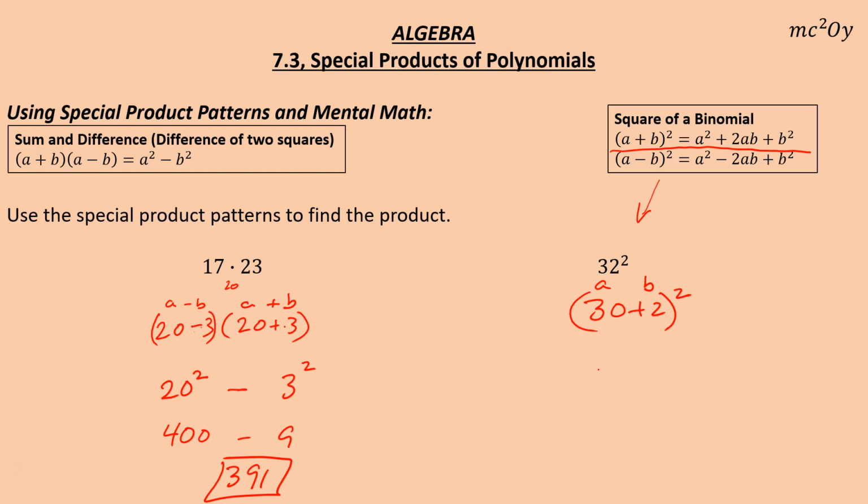Hopefully you're pausing and trying these on your own. But 30 squared is 900. Okay? 30 times 2 is 60. Doubled is 120. And then 2 squared is 4. So 900, 120, and 4 is 1024. All right. And you did some mental math there.